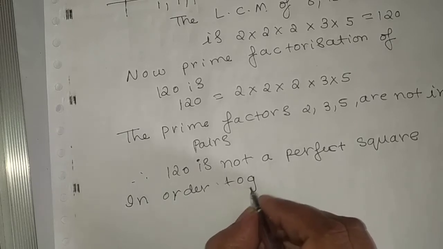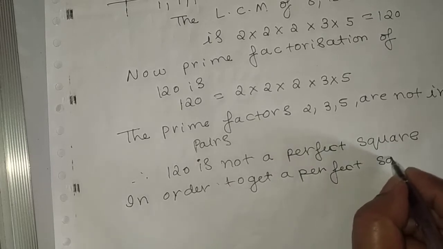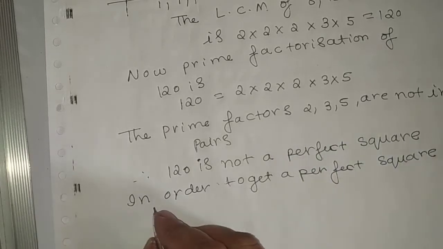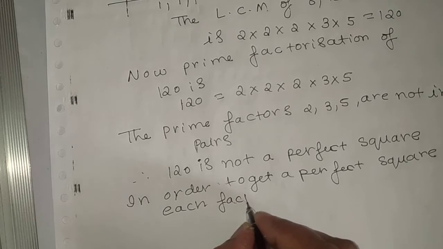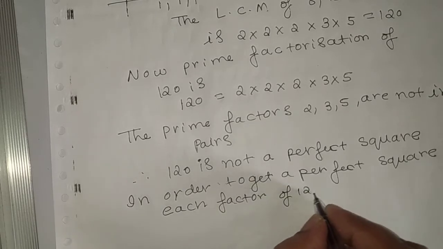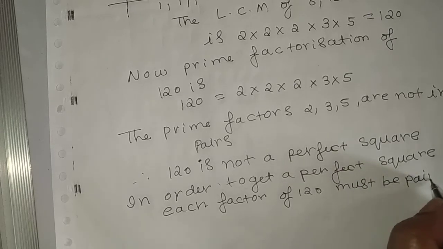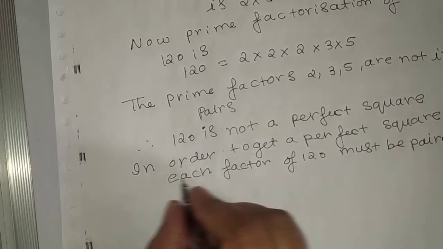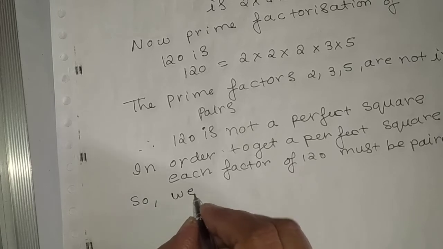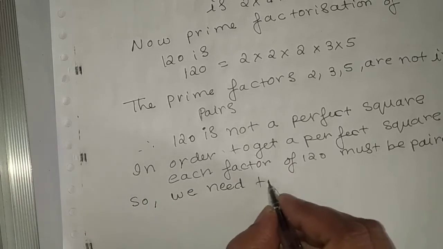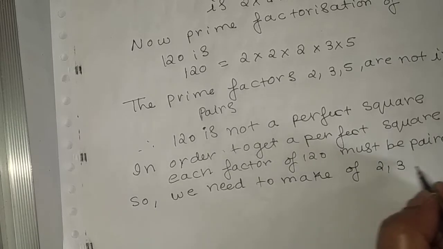in order to get a perfect square, each prime factor of 120 must be paired. So what here we have to do is pair each prime factor. Therefore, we need to make pairs. We need to make pairs of 2, 3 and 5.